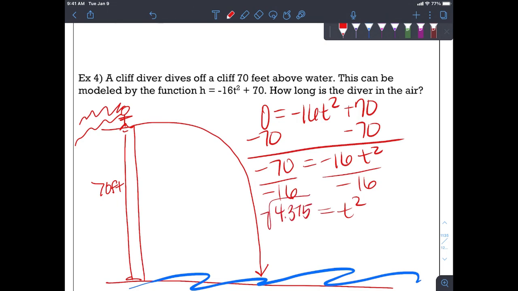Now I can go ahead and take that square root, and I'm going to end up with 2 possible answers. Now, they asked me how long, which tells me this t value is in seconds. So it's either positive 2.09 seconds or negative 2.09 seconds. I've never heard of anybody going back in time in real life. So it's got to be positive 2.09 seconds.